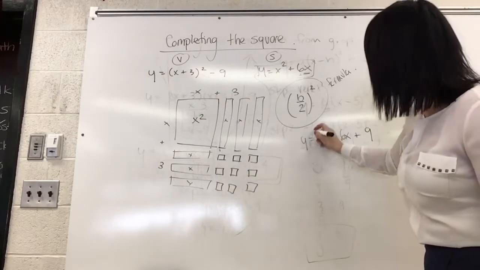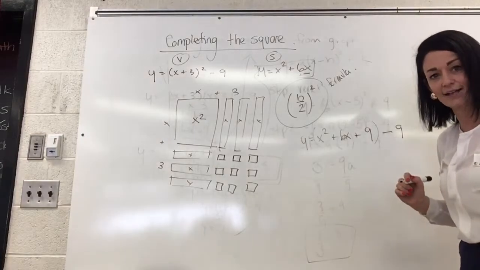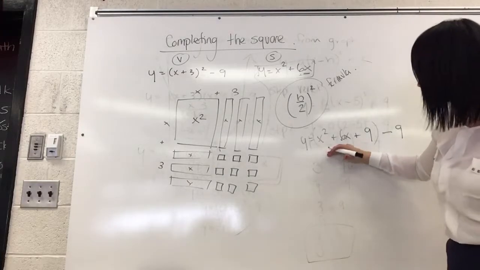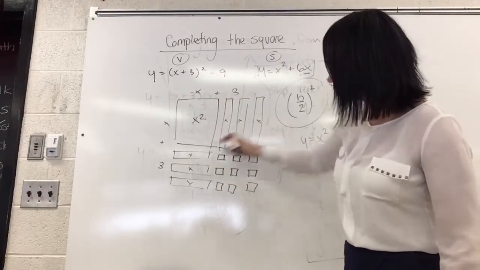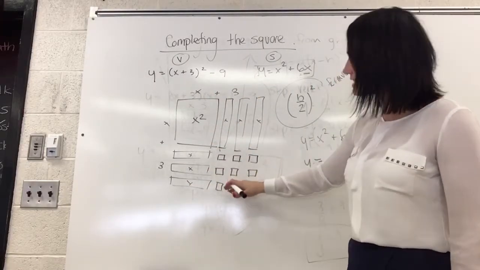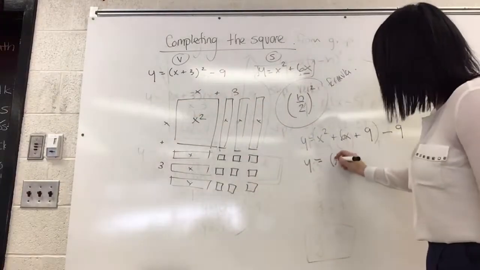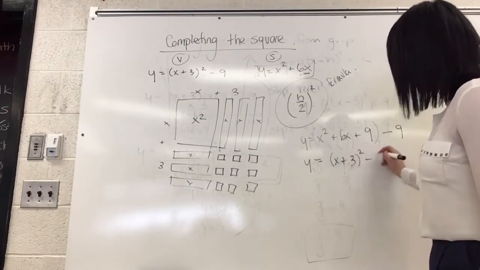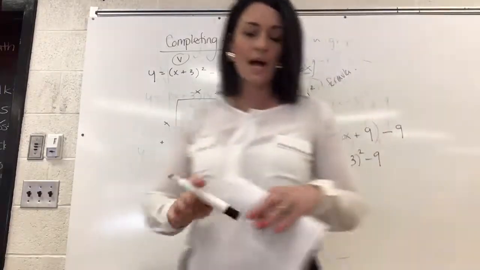But I can't just randomly add 9 to an equation, so I need to also subtract 9. And then I can express x squared plus 6x plus 9. That's the exact same thing. So x squared plus 6x plus 9 is the exact same thing as saying (x + 3) times (x + 3), which is the same thing as saying (x + 3) squared. So that is how we do completing the square using the algebra tiles.